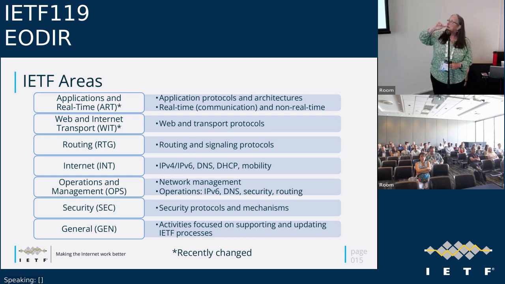The new area that we have this time, or the changes in the areas that we have, are the applications in real time, and then the web and internet transport. So there's been a shuffling of previous areas to rebalance, and those are the two areas that were impacted by that. And then obviously we have routing and internet operations and management, security, and general area. The general area is things where the IETF works on processes. So when we redesigned how the RFC editor role was done, it was done in a general area working group.